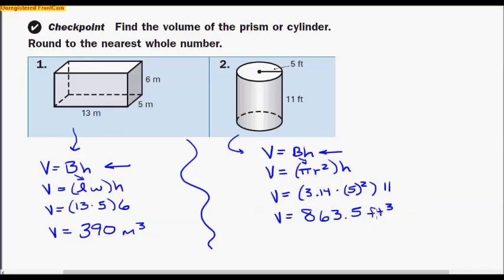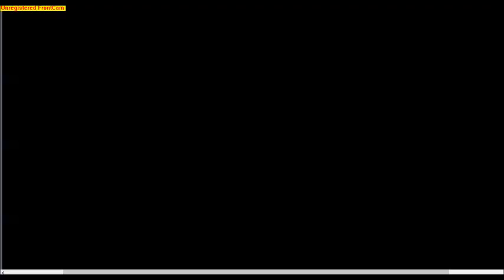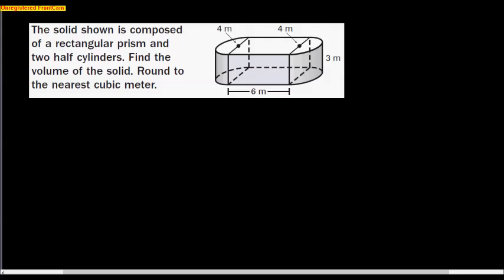Also notice I've got feet cubed and meters cubed there because we're finding a volume. So next up, let me turn this off and let me turn on the third example. I'm going to switch over to this green color here. So here we have not just a regular cylinder or a regular rectangular prism, but a combination of the two.